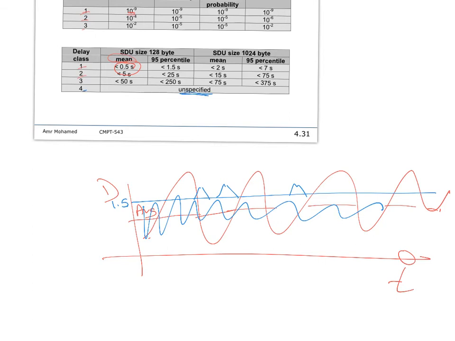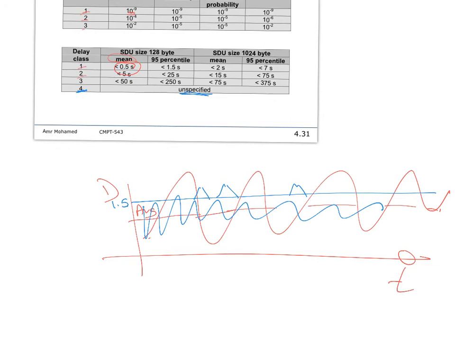coarse traffic classes. Unspecified here, this means best effort. So again, class 4 is the lowest in terms of quality of service. And in fact, there is no specification for the delay. I don't have any guarantee for the delay in that class, which means it's best effort. Okay? It's similar to IP. IP best effort. So I don't have any guarantee. So it can go very high, it can go very low. I don't have any constraint. But the lowest quality is class 4.